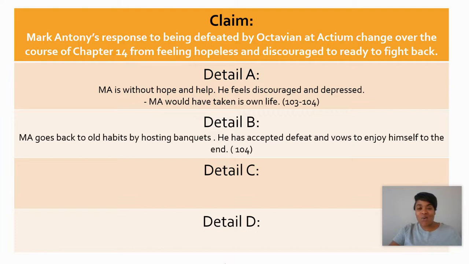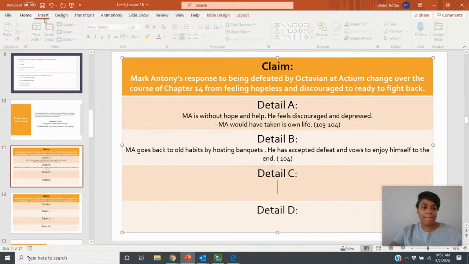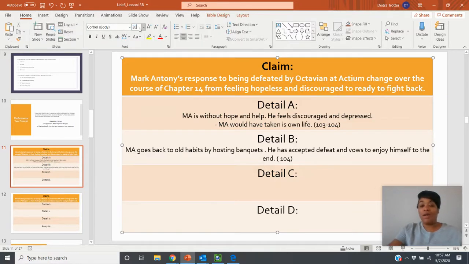I want us to take 1 minute. Under detail C, you are going to write, how does this section of the text help support your claim on Mark Antony's response to being defeated? You have 1 minute. Let's go. Almost forgot, your 1 minute has started.